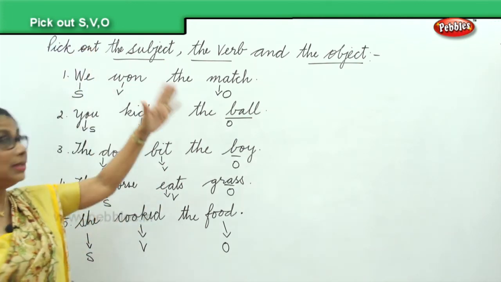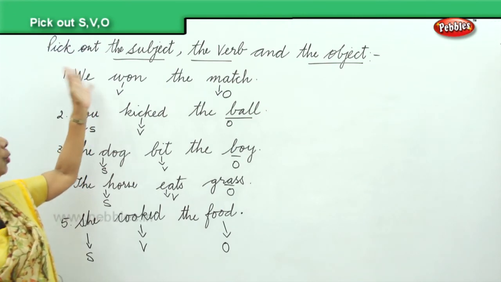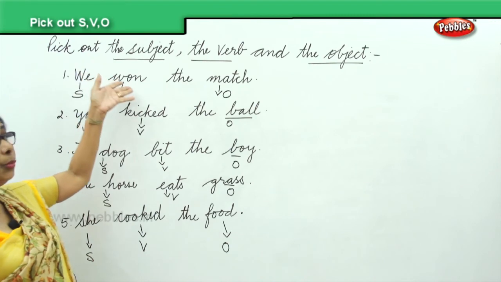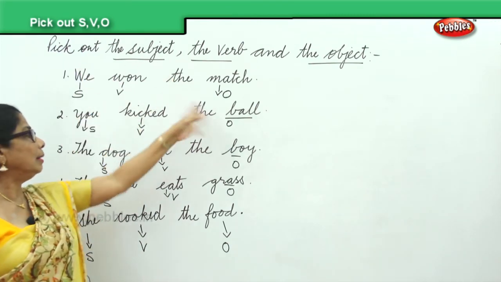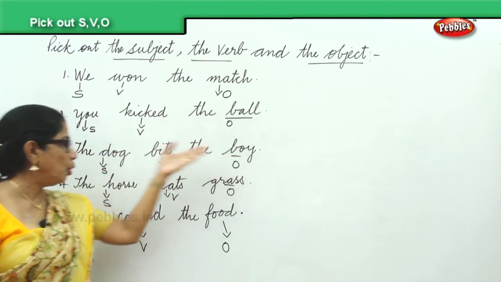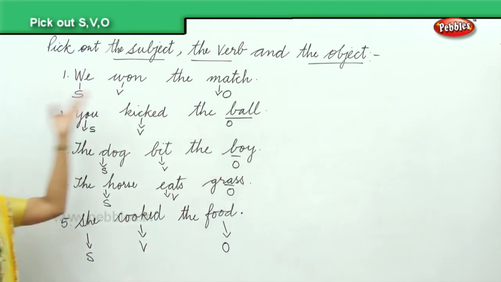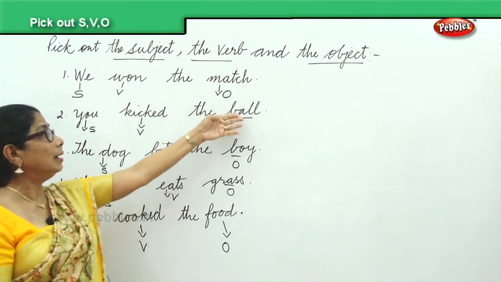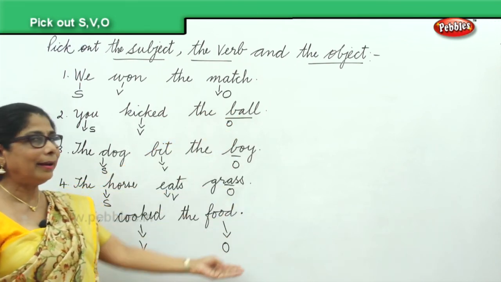Now, what is the object? What did we do to get the match? They won the match. They had to win there to play. So the match. What did you kick? The ball. Who did the dog bite? The boy. What did the horse eat? The grass. What did she cook? Food. So you have objects: the match, ball, boy, grass and food.